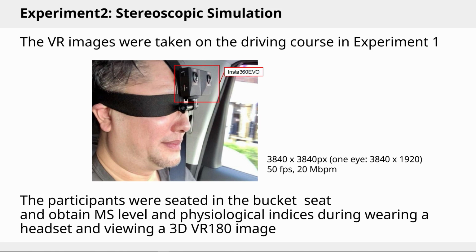The VR image is a shot of the driving course of experiment 1. Specifically, a VR camera was attached to the head and taken while driving in experiment 1. We used the VR camera Insta360 Evo, which can shoot VR 180 in 3D. In the stereoscopic simulation, participants put on a headset and obtained motion sickness level and the physiological indicator during watching 3D VR 180 images.